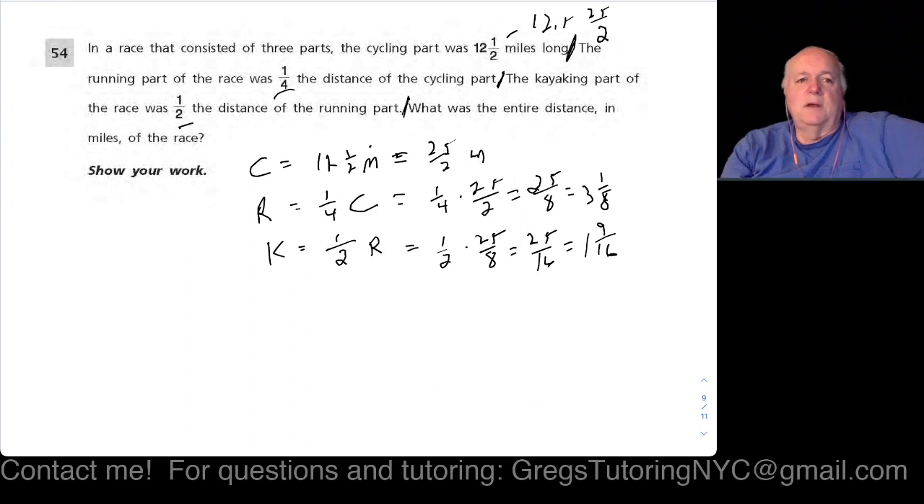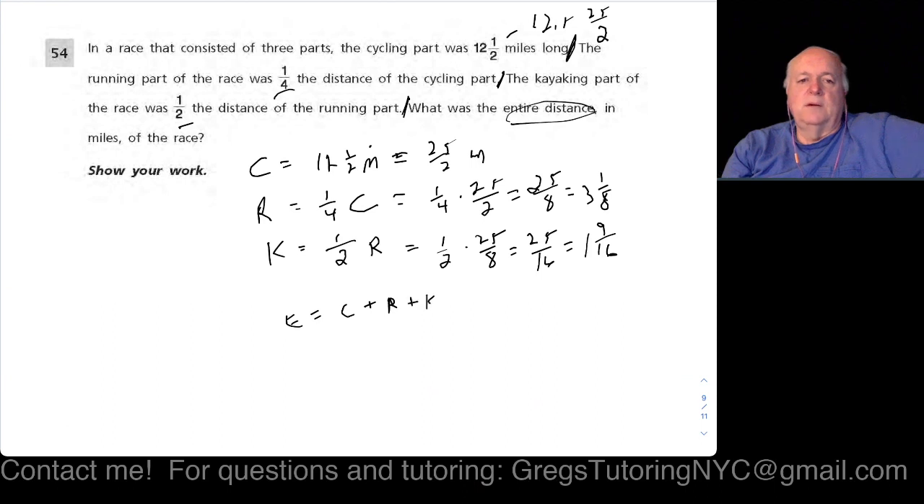So I have the cycling is 12.5, which I converted to 25 halves, right? 1/4 of that, 25/8. I kept that 25/8, and then half of that is 25/16. And let me just make sure, 8 times 3 is 24, plus 1 is 25, so 3 1/8. And 16 plus 9 is 25. Yep, okay, so that's what we got. So it says, what was the entire distance? Well, the entire distance is equal to the cycling plus the running plus the kayaking.